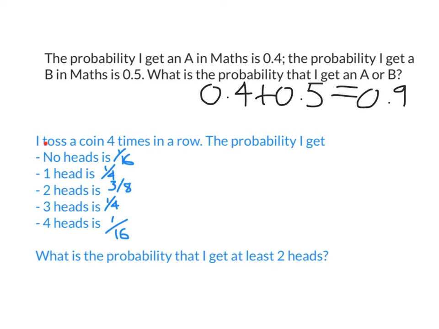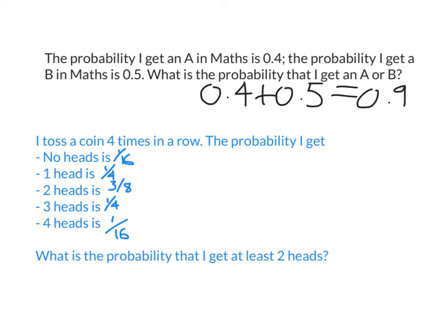So it turns out if I were to toss a coin 4 times in a row, the probability I get no heads is 1 over 16, 1 head is a quarter, 2 heads is 3 over 8, 3 heads is also a quarter, 4 heads is 1 over 16. So don't worry about how I came up with these probabilities. You don't need to know them. I'm just telling you that. So we're going to find the probability that I get at least 2 heads.